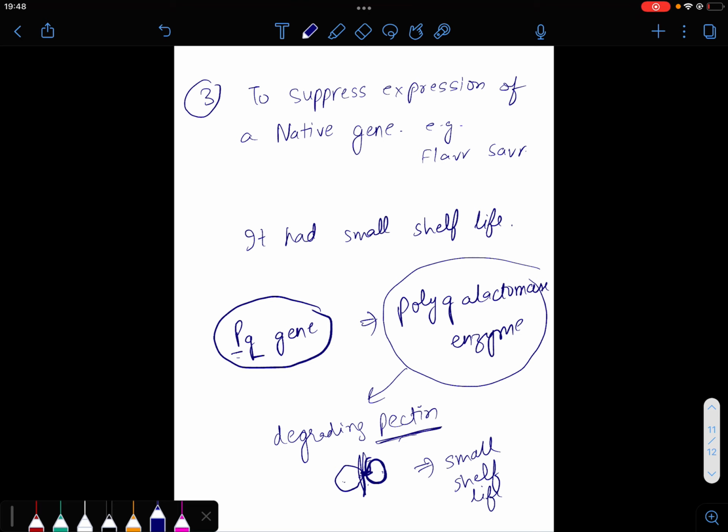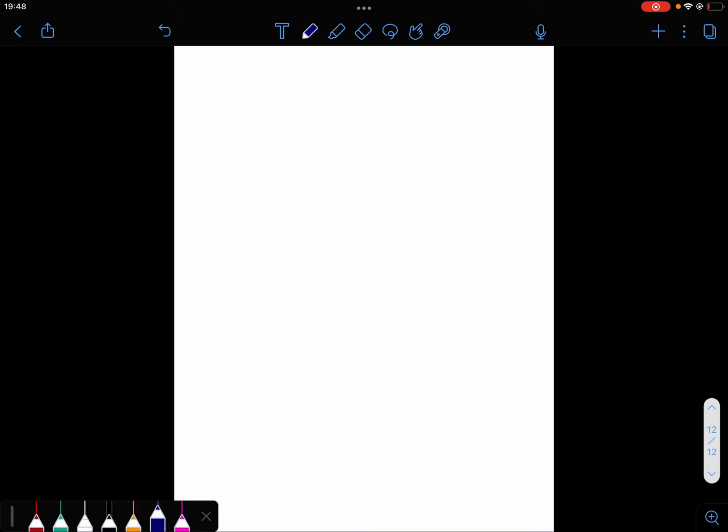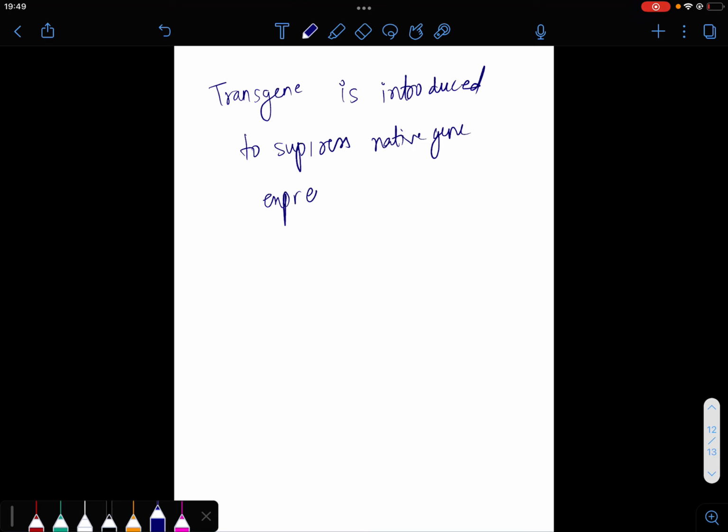So what they did was they introduced a transgene which suppressed the action of this enzyme. That means there is no longer an enzyme which is going to degrade pectin, therefore longer shelf life.